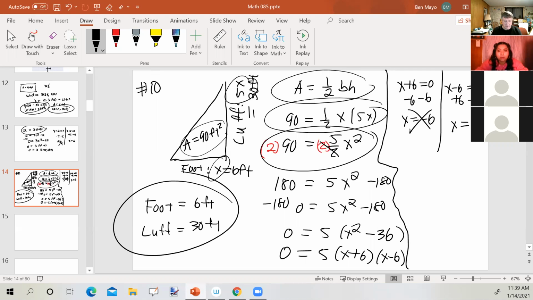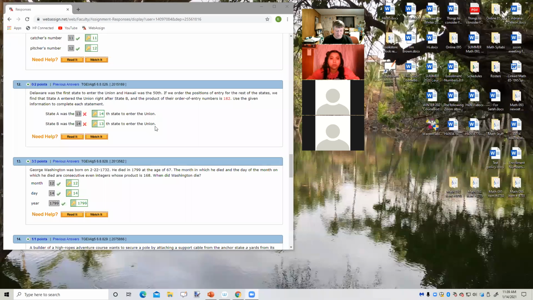Okay. I'm going to switch back to the other screen now. Number 12. It says Delaware was the first state to enter the Union and Hawaii was the 50th. If we order the positions of entry for the rest of the states, we find that state A entered the Union right after state B, and the product of their entry numbers is 182. Use the given information to complete each statement.